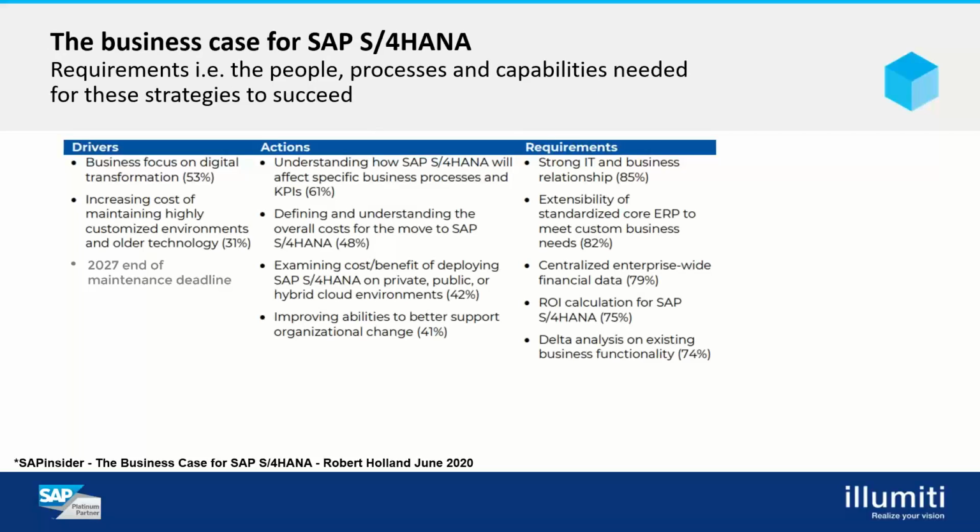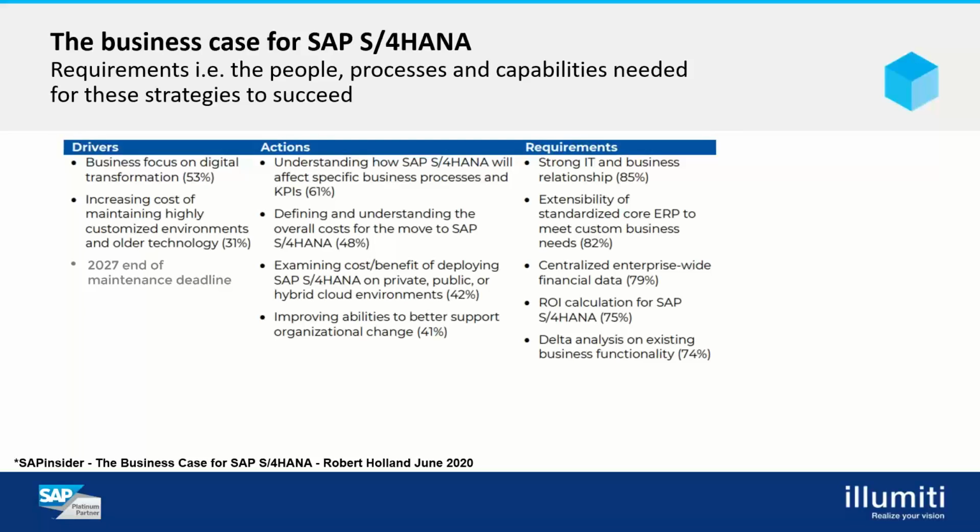The requirements on your side in terms of people, processes, and capabilities is that you need a strong relationship between your IT, who's going to say, we want the cool and shiny things, and the business, who really need those things, and bring them together to make sure that you have the IT and business aligned as to which of those things are the right things for the business. So that's important, and that's high on the list of requirements.